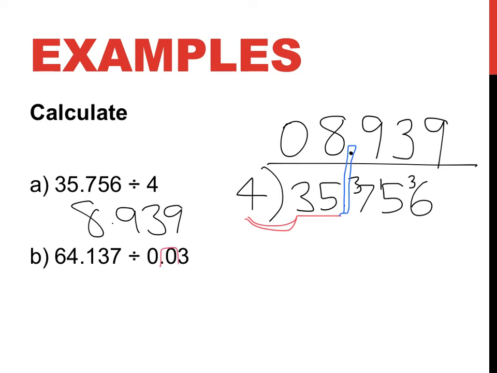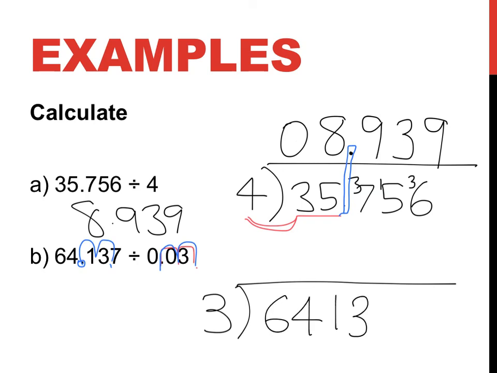If I move 2 decimal spots to make that a 3, I need to find the equivalent number with this. If I've moved this decimal point twice to get a whole number, I have to move this decimal point twice. I'm finding an equivalent number. It's kind of like equivalent fractions. If I do something to the one, I can do the same thing to the other and it will still represent the same amount. So dividing 64.137 by 0.03 is the same as dividing 6,413.7 by 3.